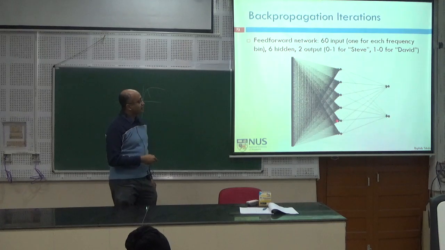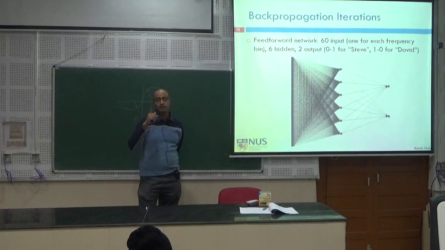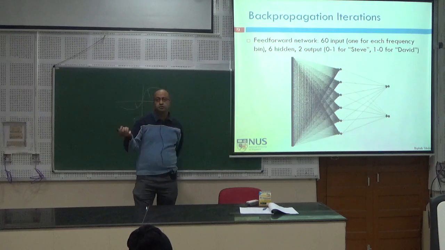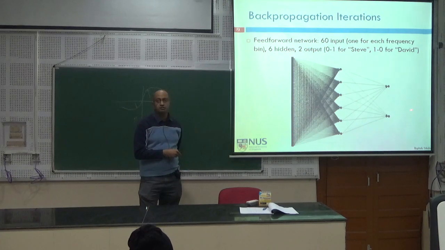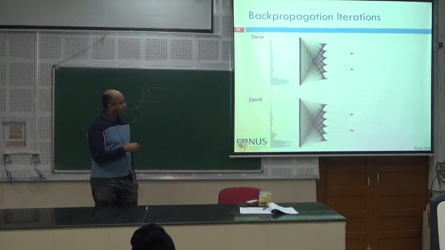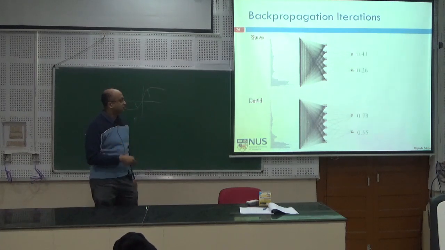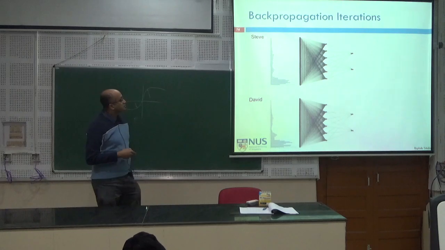At the hidden side, I have 1, 2, 3, 4, 5, 6 nodes, 6 hidden nodes in one layer. And at the output, I just have 2: yes or no, is it David? Another network will say Steve, not Steve. So I'm training both of them. If you look visually, they're more or less the same shape, right? As a human, it's maybe difficult to discern what's going on just visually.